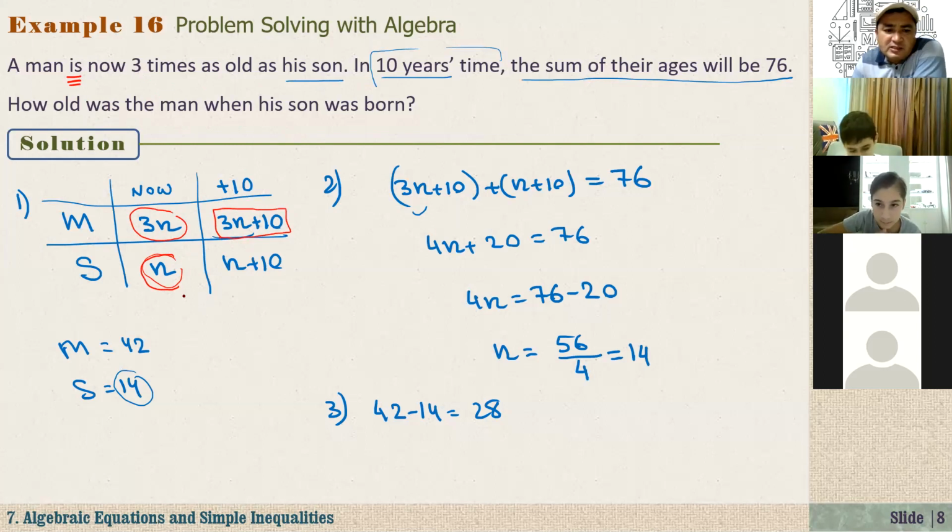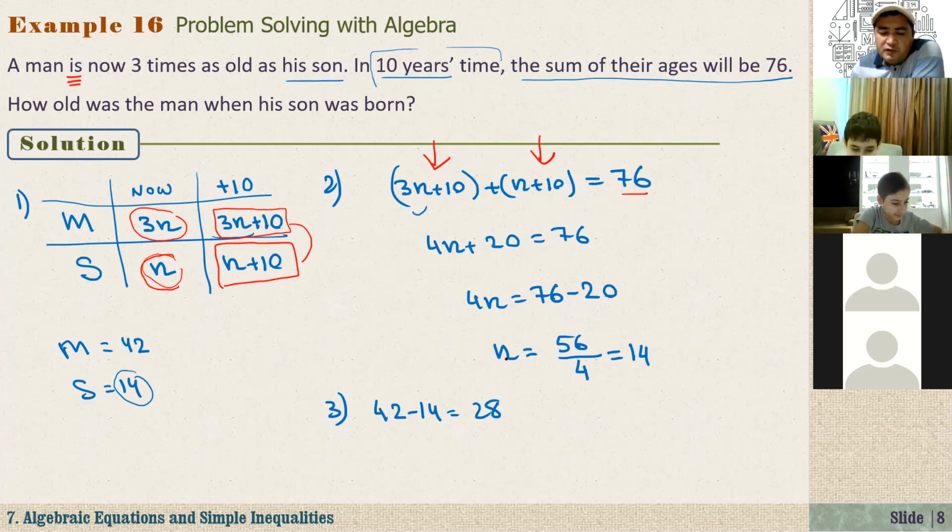And also, actually, the son is growing. After 10 years, his age will be n plus 10 years old. And in the question, it's saying that after 10 years, the sum of their ages is 76. So after 10 years, this is the man's age, and this is the son's age. So together, that's equal to 76.